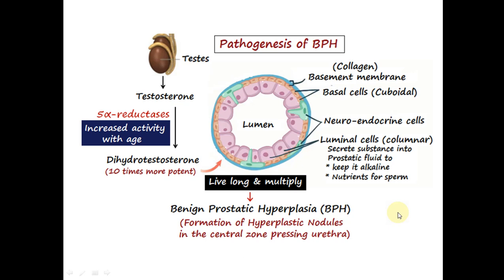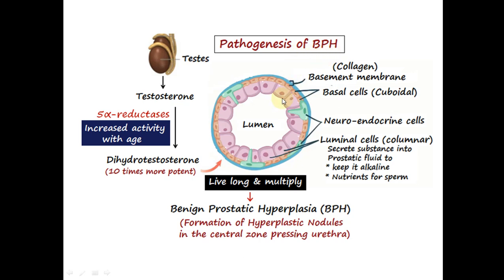Here we go into the pathogenesis of benign prostatic hypertrophy. The exact cause of benign prostatic hypertrophy, which is a disease of aged people, mostly after age 50 and very common after age 70.